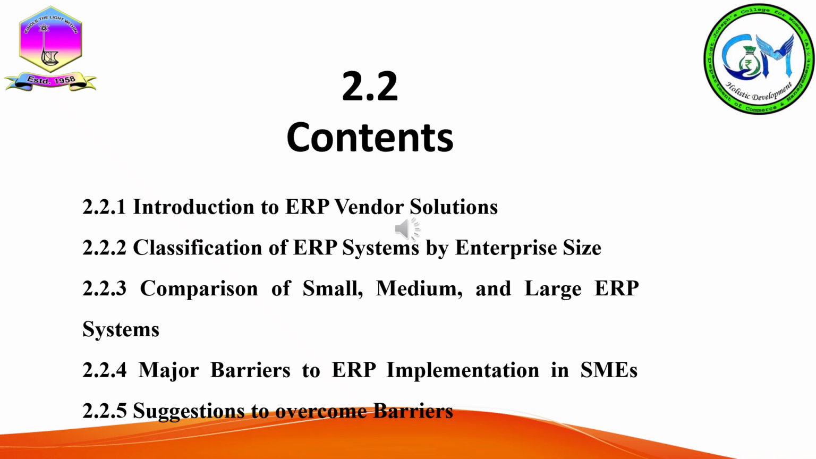The contents of Chapter 2.2 are Introduction to ERP Vendor Solutions, Classification of ERP Systems by Enterprise Size, Comparison of Small, Medium and Large ERP Systems, Major Barriers to ERP Implementation in SMEs, and the last topic, Suggestions to Overcome Barriers.